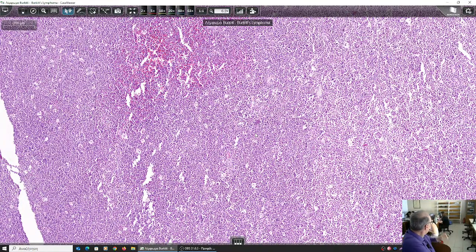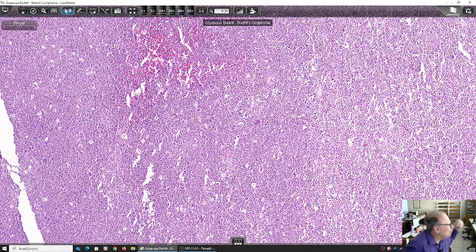BCL2 is the one that impedes apoptosis. No, BCL? Yes, these two ones, CD10 and BCL6. Sorry, BCL6. Okay, BCL6. And then we see the starry sky appearance, which is compatible with Burkitt's lymphoma diagnosis.